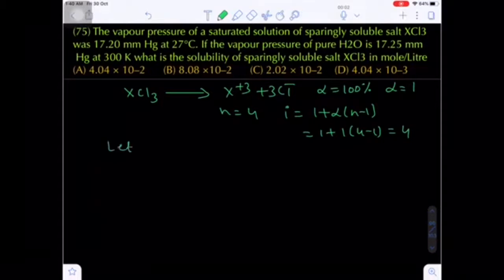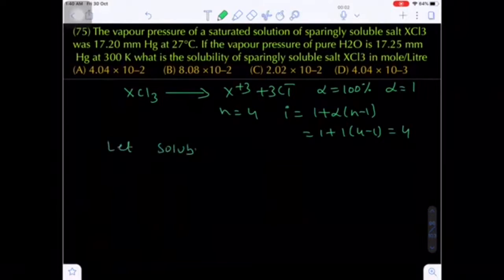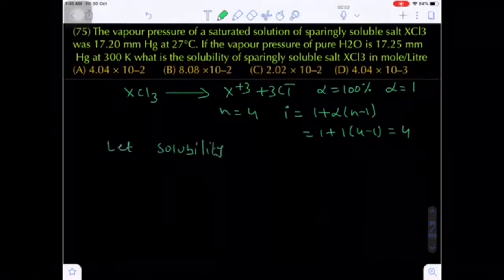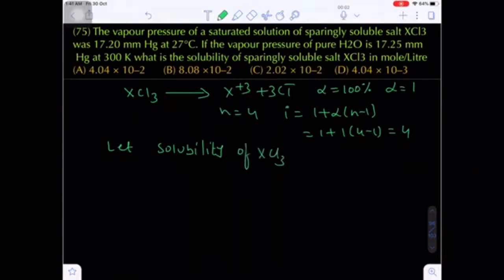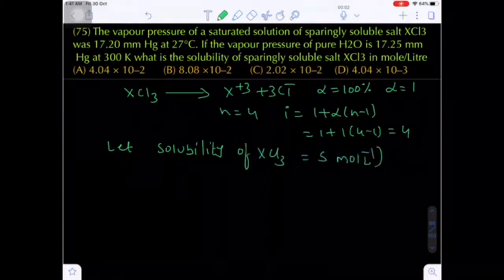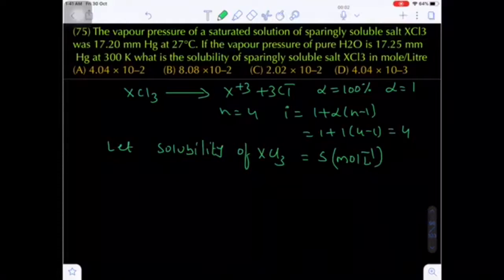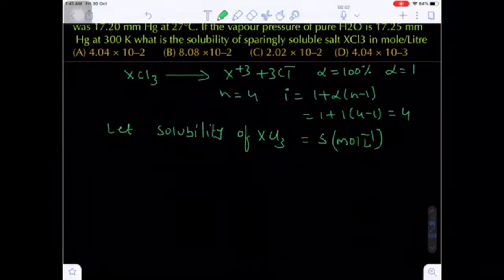Let the solubility of XCl3 be S moles per liter. S is the solubility in moles per liter.